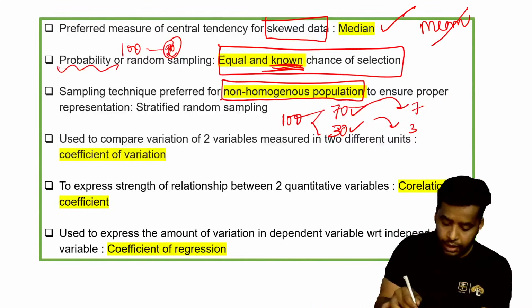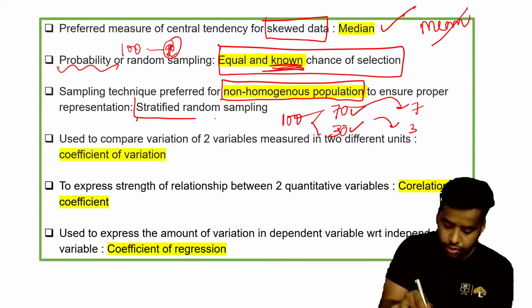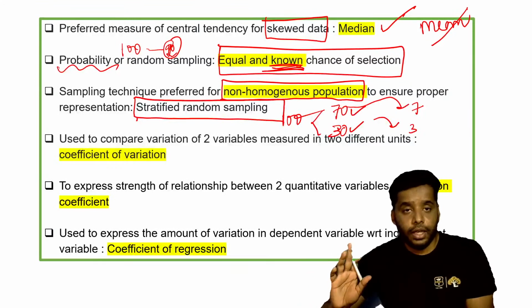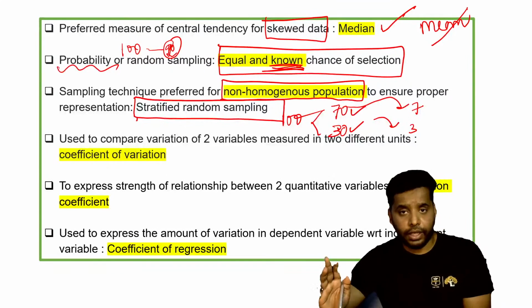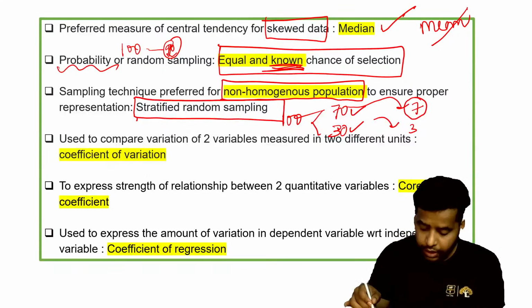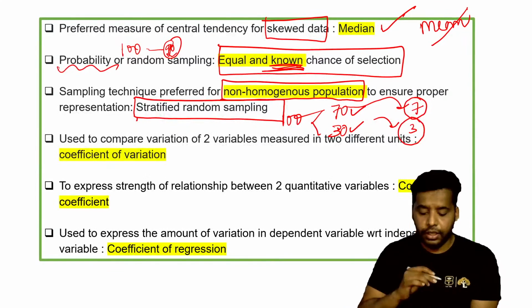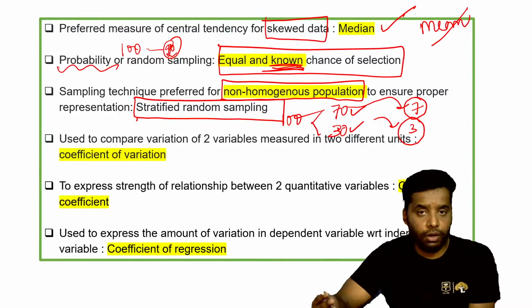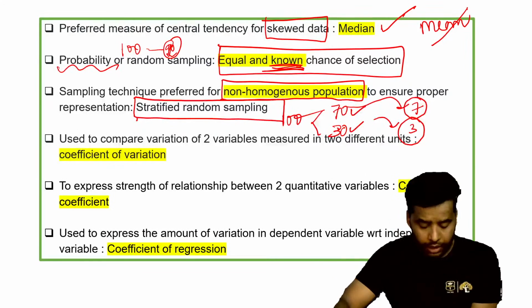What is strata? Strata means the groups you are dividing. This will ensure equal chance of selection or proper representation. From 70 if you are picking 7, from 30 if you are picking 3, there is proper representation. So what is this type of sampling methodology called? Stratified random sampling.